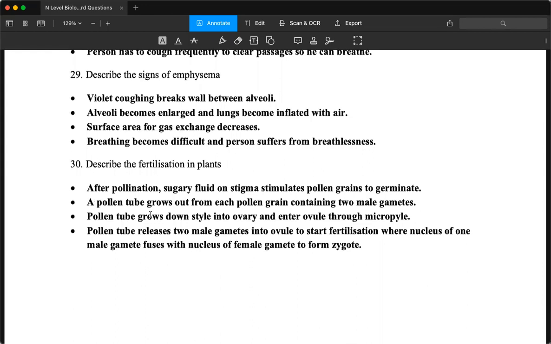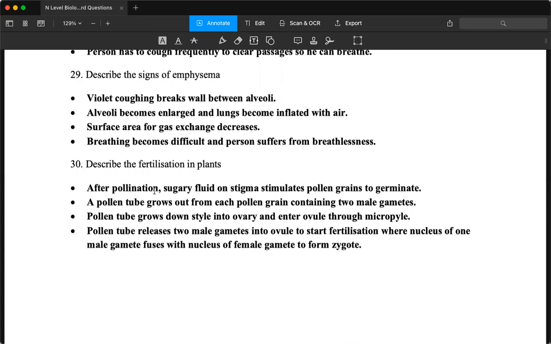Okay, fertilization in plants. Students normally are very good with the labels of the parts, but not very sure about this. After pollination, sugary fluid on the stigma stimulates the pollen grain to germinate. A pollen tube grows out from each pollen grain containing 2 male gametes, you must say 2 male gametes. The pollen tube grows down the style into the ovary, and enters the ovule through the micropyle. Then the pollen tube releases the 2 male gametes into the ovule to start fertilization, where the nucleus of 1 male gamete fuses with the nucleus of the female gamete to form the zygote. Okay, that's it. So you must have all this detail.